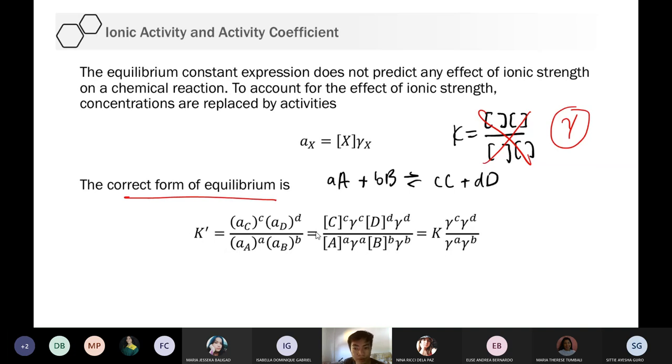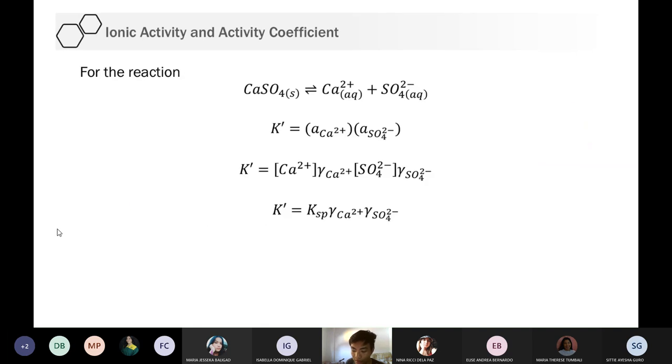So this is the more correct form. So let's try to practice. For the reaction of calcium sulfate, this is the dissociation of calcium sulfate. Okay, so the correct form of the equilibrium constant should be in terms of the activities.